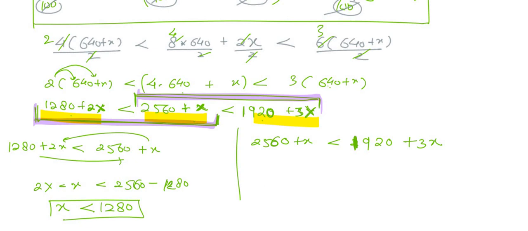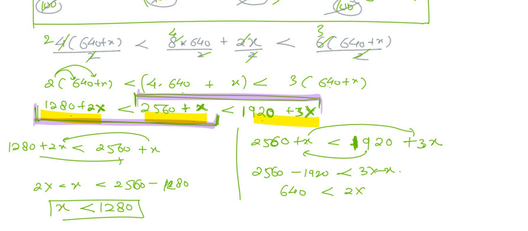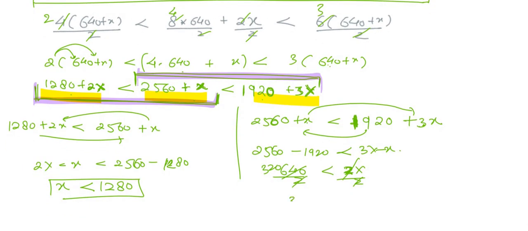Okay. Here if we see, this is bigger. 3x is bigger than x. So I can take x here and this here. So 2560 minus 1920 less than 3x minus x. Okay, so how much will we get? We will get 640 less than 2x. ये 2 नहीं चाहिए, we don't want this 2, so divide by 2. So 2 and 2 cancel, this is 320. So I am getting here 320 is less than x.